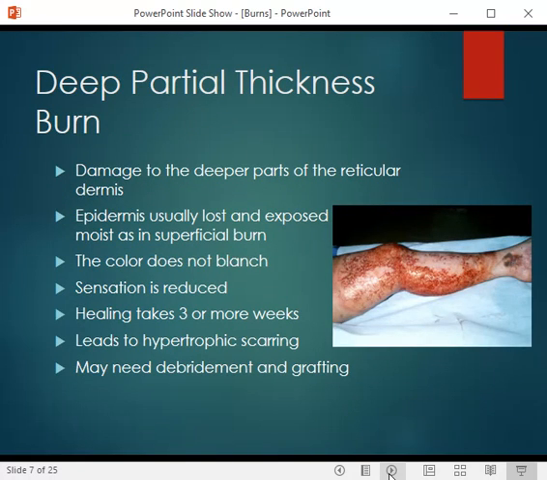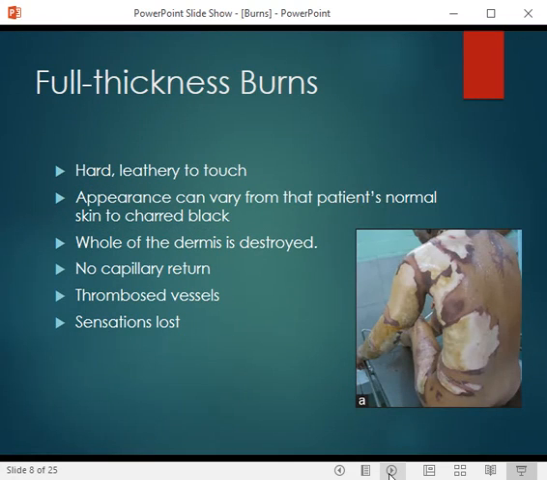If the burn goes even deeper, then we are dealing with a deep partial thickness burn. This involves damage to the deeper layers of dermis, the reticular dermis. The epidermis is usually lost, and now the deeper layers are damaged, so the nerve endings and the capillaries are also damaged. There is no blanching, sensations are reduced, and obviously it will take longer to heal. When it does heal, because the deeper layers of dermis are responsible for regeneration of the upper layers and the epidermis, these types of burns will not heal normally. They lead to hypertrophic scars, and they may also need debridement and eventually grafting.